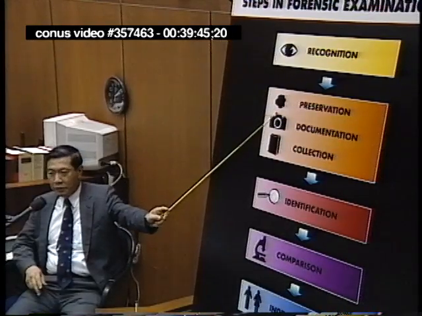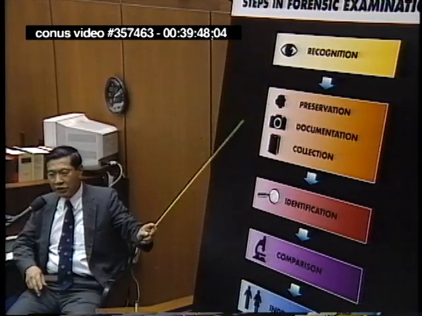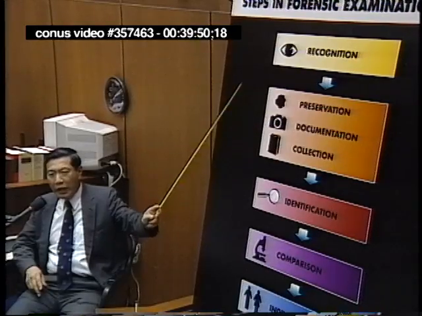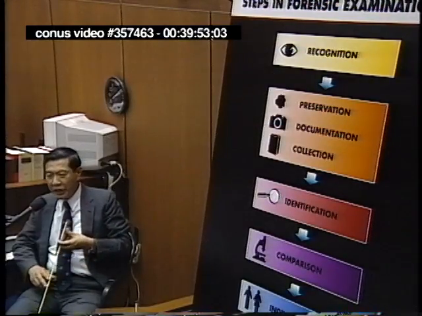It has to be performed right after recognition, to document the original shape by a variety of methods: notes, diagram, photograph, videotaping, description, prior to the collection. Also, at the same time, we have to preserve the scientific integrity and the legal integrity of this potential evidence after it is recognized.